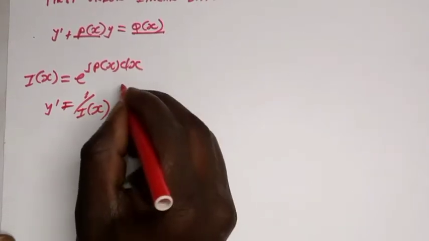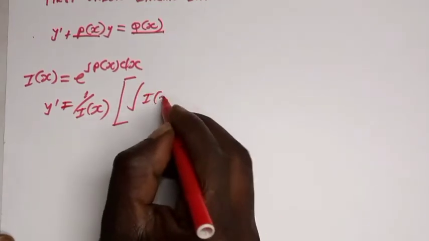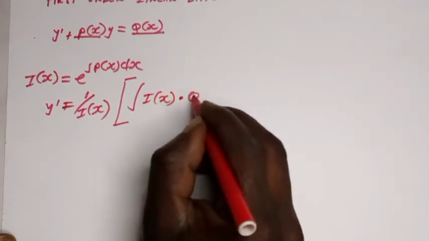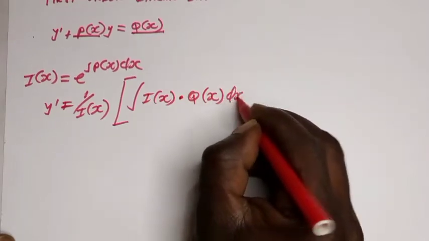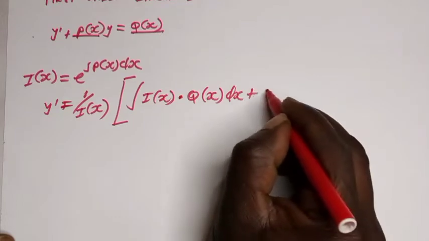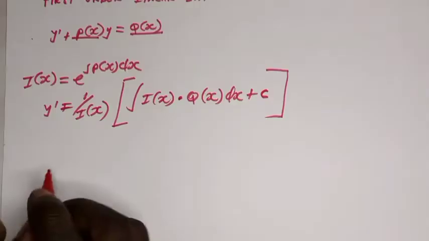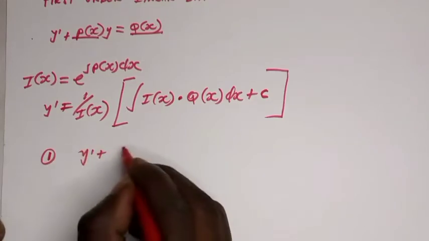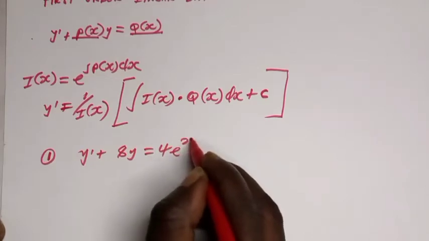Then let's write the general formula, which is y equals 1 over I(x), open square bracket, integration of I(x) multiplied by q(x) multiplied by dx, plus c, where c is a constant of integration. This is example 1. If you are given y prime plus 8y equals 4e power x.